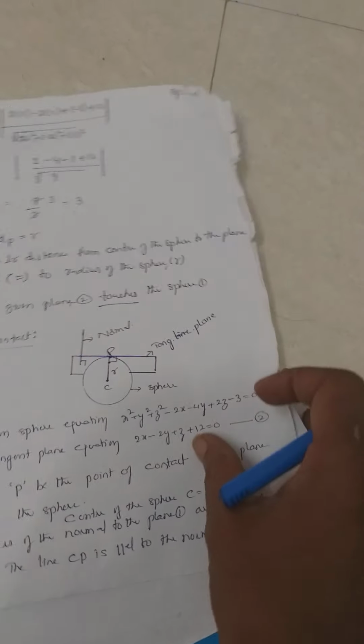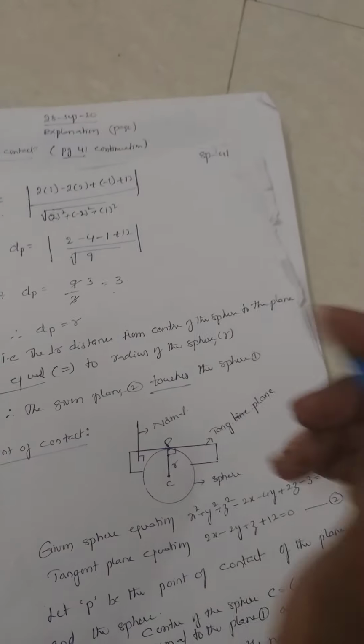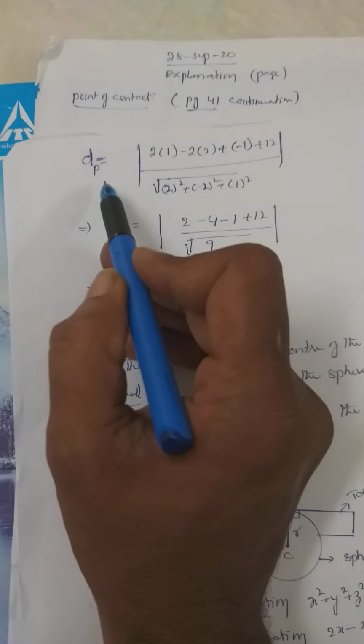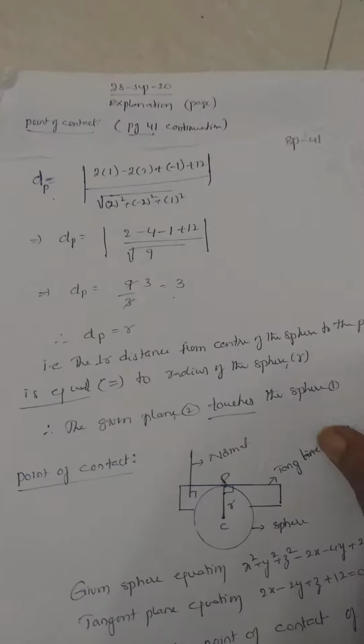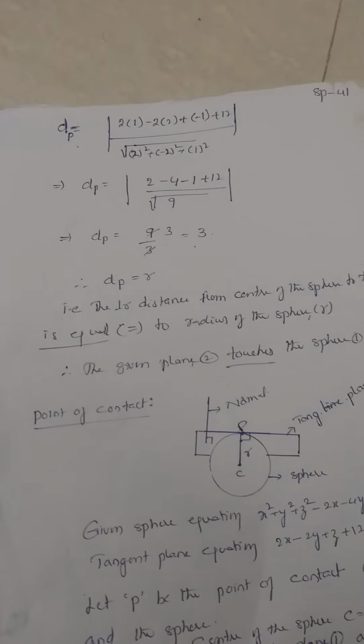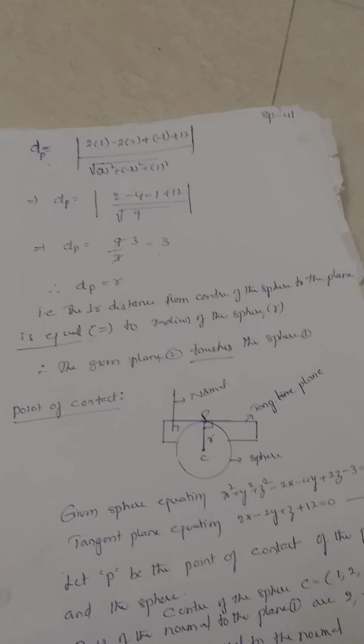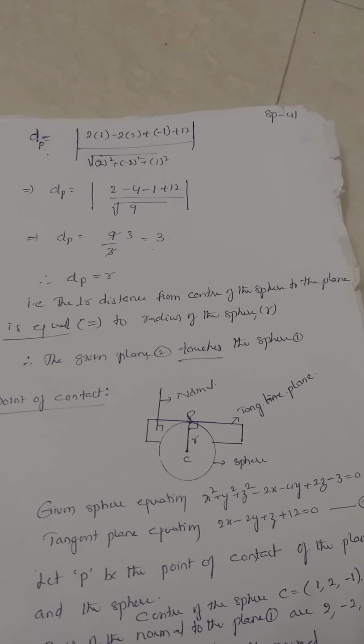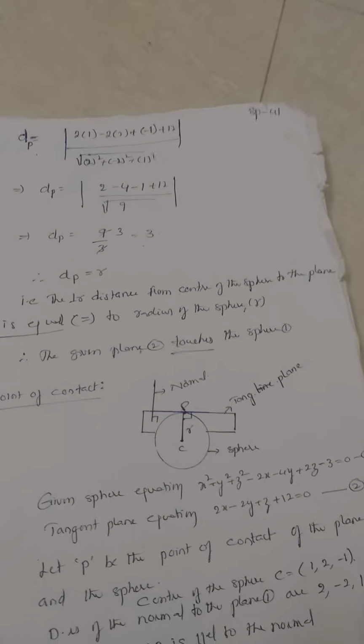What is the center of the sphere? What is the perpendicular distance? That is dp, right? I am denoting it by the letter dp. Dp is equal to, we have the distance formula, no? What is that formula? ax1 plus by1 plus cz1 plus d by square root of a square plus b square plus c square. We are using that formula.